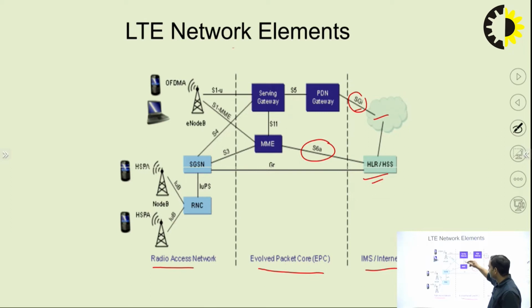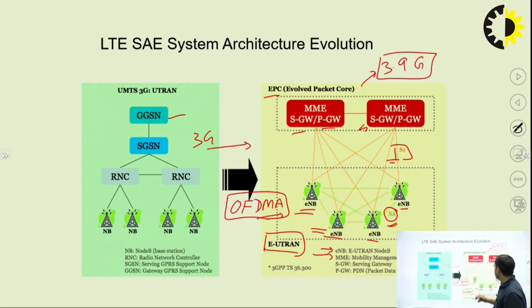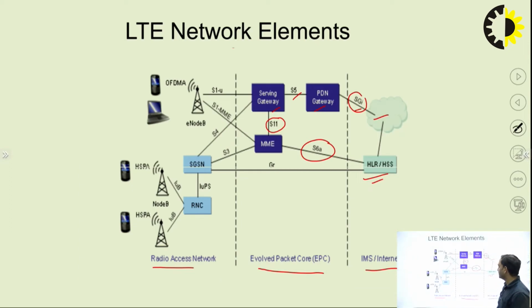For the interfacing with the serving gateway, we have the interface S11. From the serving gateway to the PDN gateway, we have the interface S5. We saw in the previous slide as well the interfaces between the MME and the S gateway and the P gateway. These interfaces are elaborated in this diagram: for the serving gateway, the interface is S11, and between the serving gateway and the PDN gateway we have the interface S5.